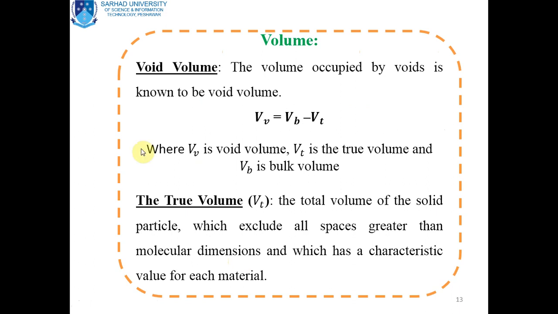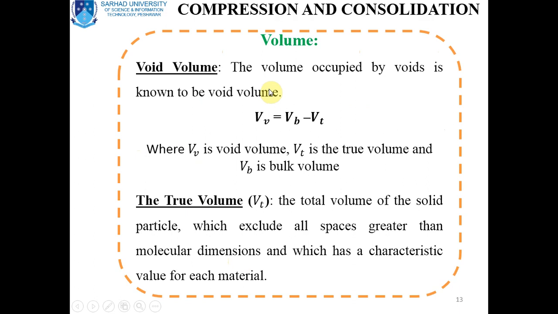First of all, we will discuss volume and the different types of volume. One is termed void volume. The volume occupied by void or empty spaces is known as void volume, and it is calculated using the formula VV, that is the void volume. If we subtract the true volume from the bulk volume, then we obtain the void volume.